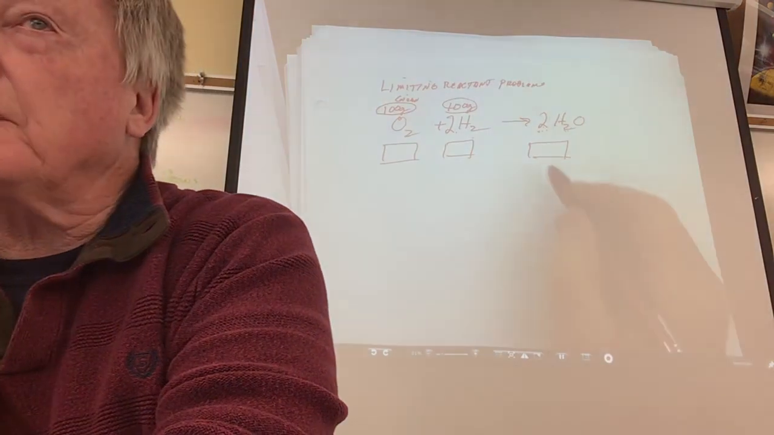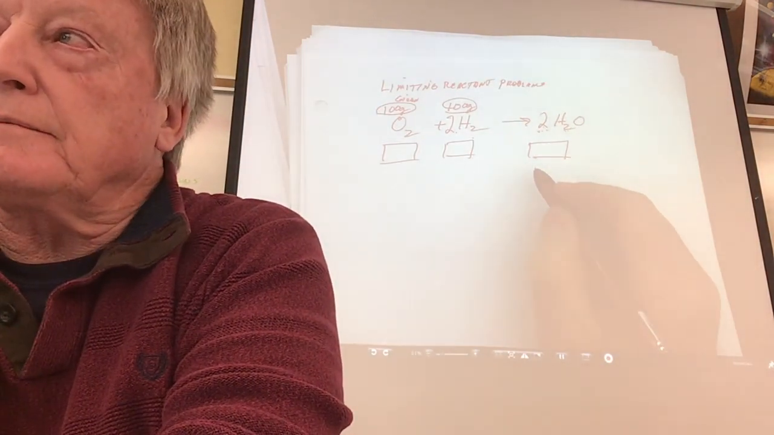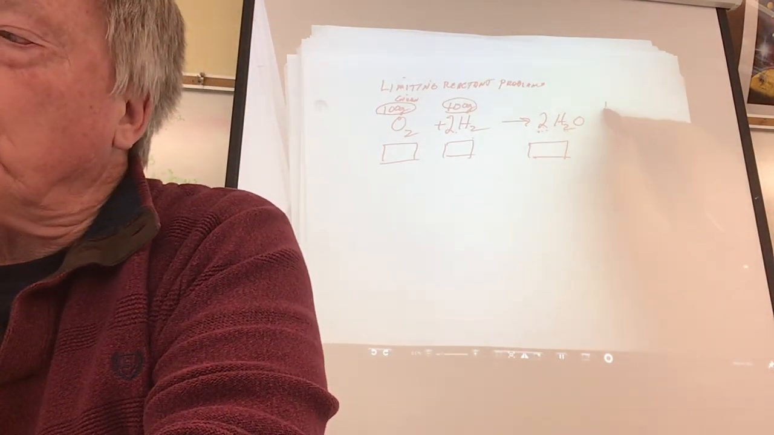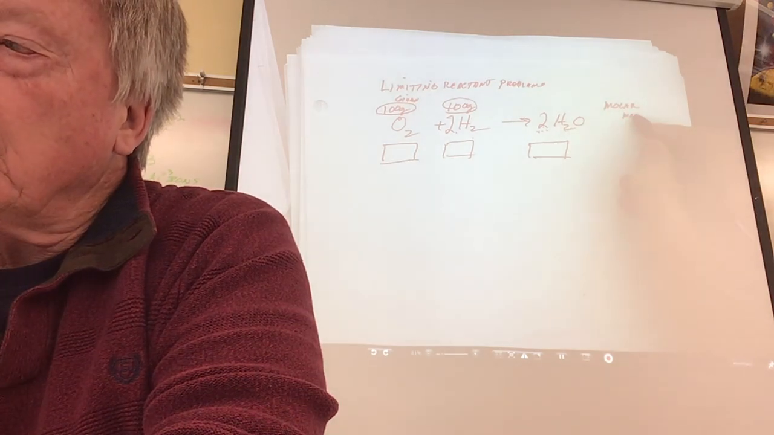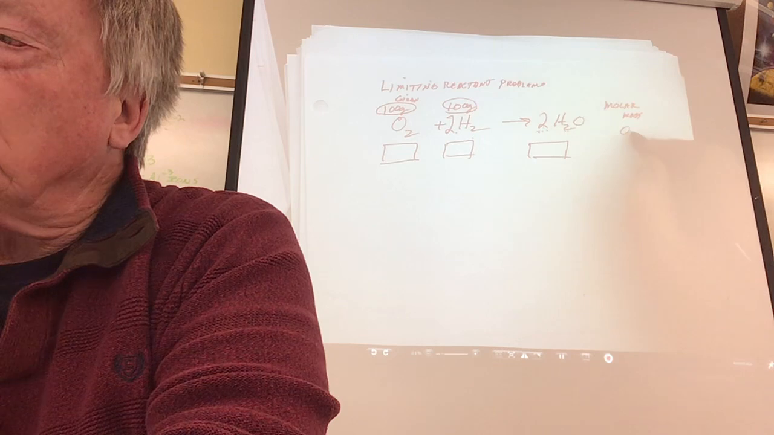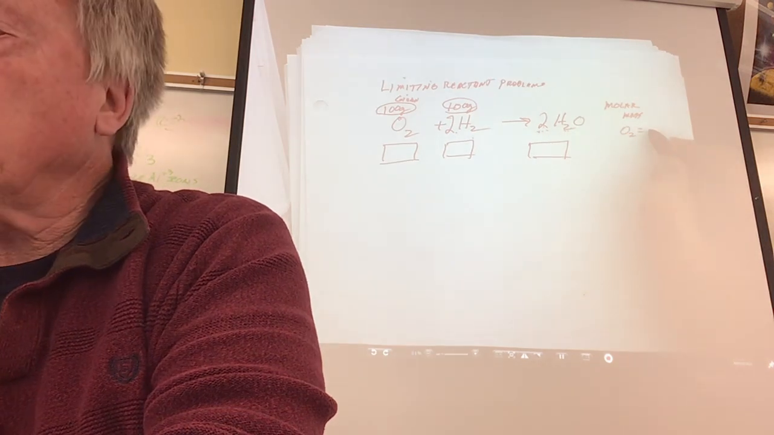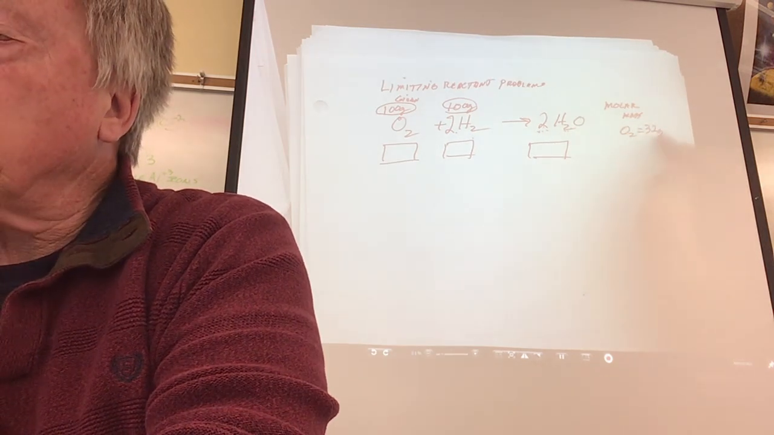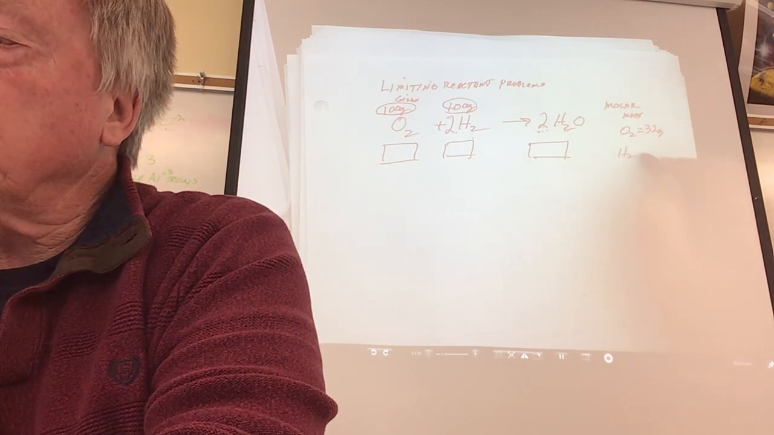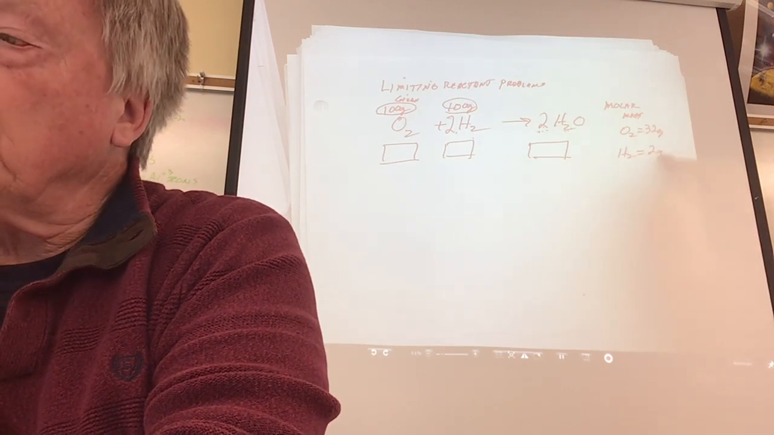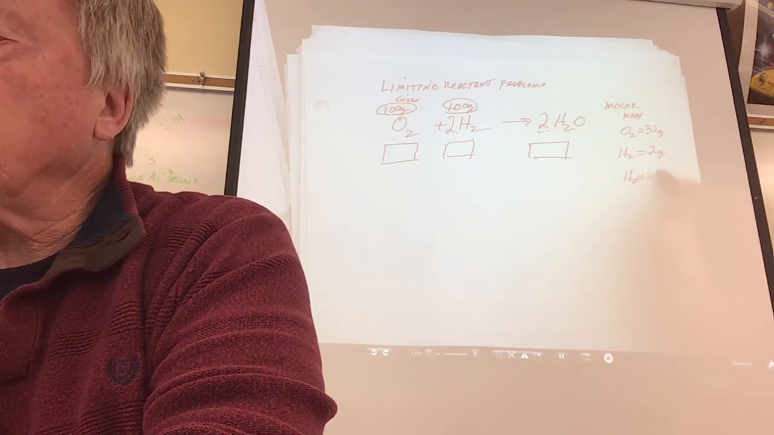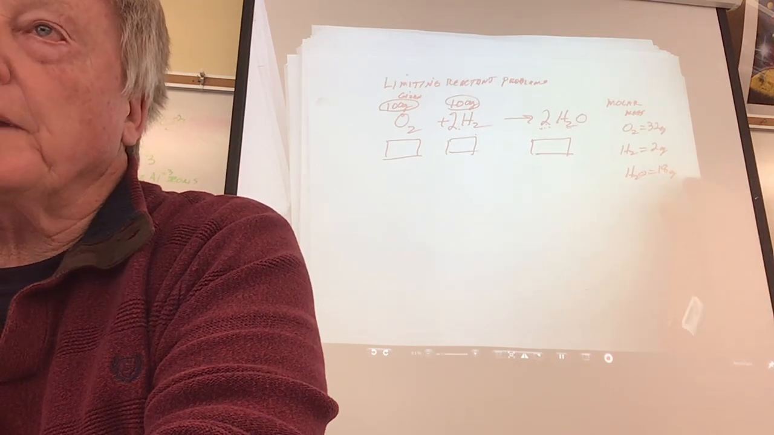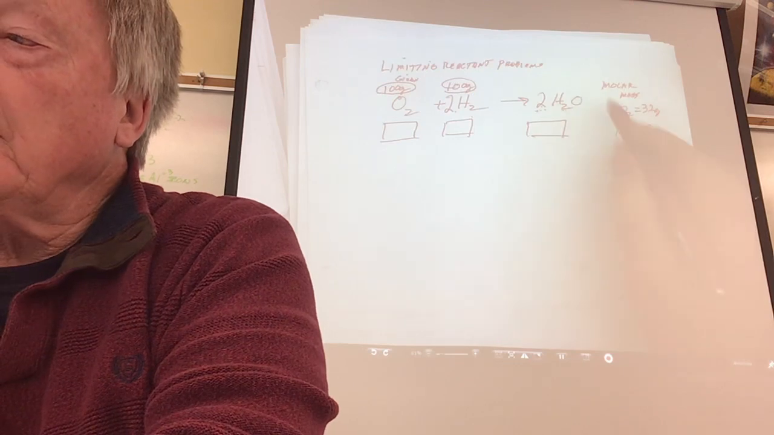Are you guys ready to use the shortcut or not? Okay, so I'm going to write some molar masses over here. Let's do some shortcut. What's the molar mass of O2? 32 grams, okay. What's the molar mass of H2? 2 grams. How about H2O? 18. You're very good at this. You're very good at molar masses. Okay. All right.